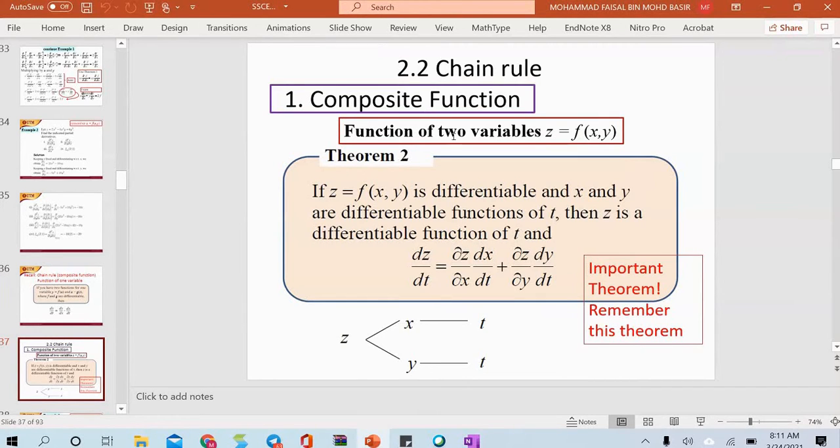Composite function of two variables. If z is equal to a function of x, y, is differentiable and x and y are differentiable functions of t, then z is a differentiable function of t. Then you can write dz/dt equals ∂z/∂x dx/dt plus ∂z/∂y dy/dt. Remember, we have del, we have d. We are mixing both. Why? I will show you.